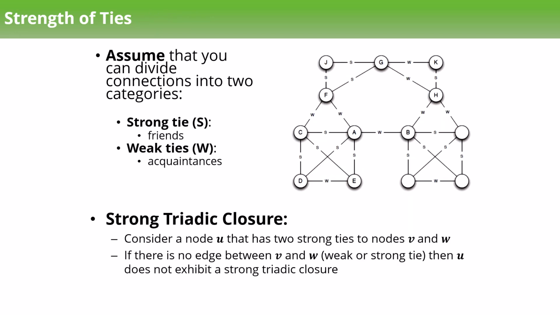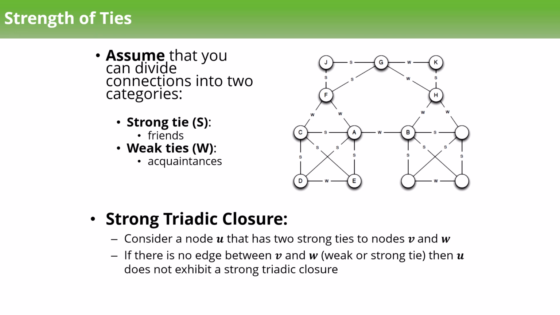Now let's connect this idea to social relationships. Not every relationship in a social network has the same strength. For example, your relationship with your parents or close friends is a strong tie. Your relationship with someone you met at a conference or someone you occasionally interact with may be a weak tie.